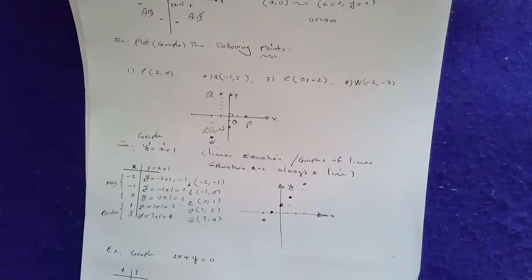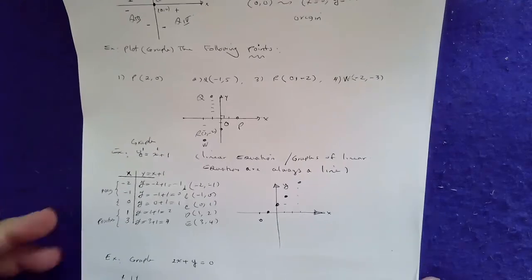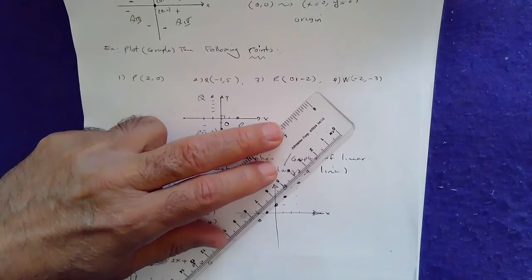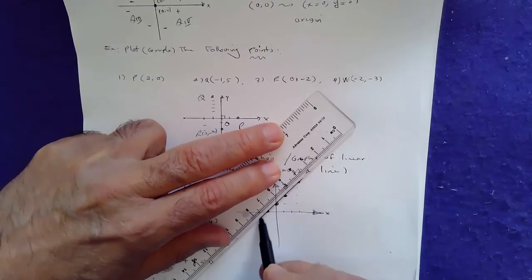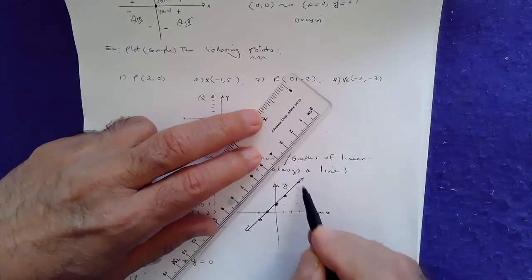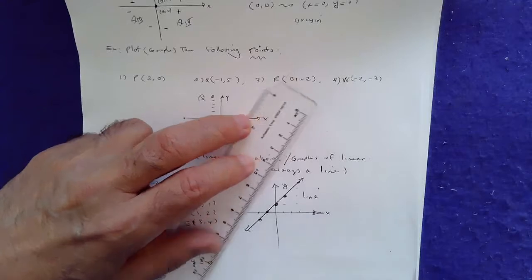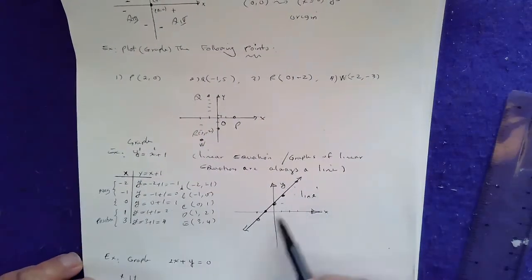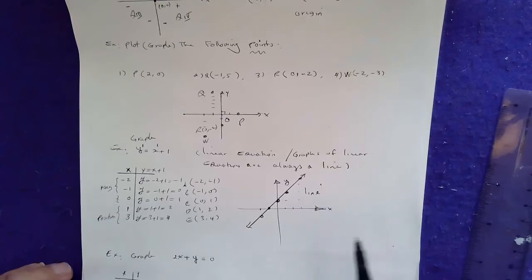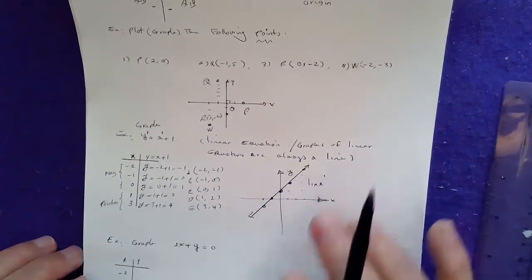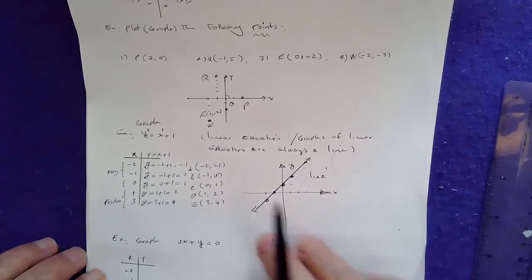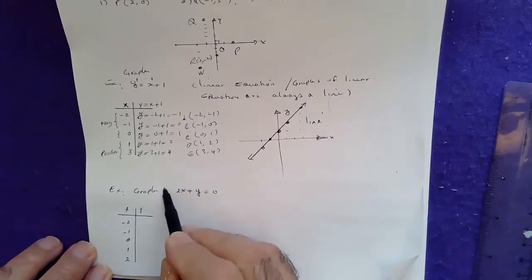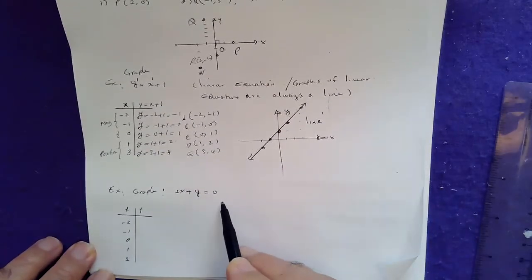So now you put your straight edge or your Costco ID card, membership card, and just draw a straight line, and this graph is called a line. So these arrows indicate that this line goes forever in either direction, so it doesn't stop. That's what the arrows are for. The next one is what? Graph 2x plus y equals 0.